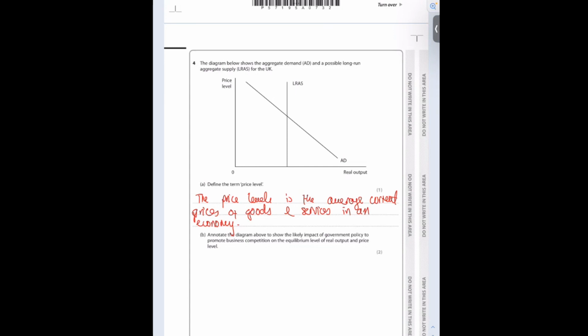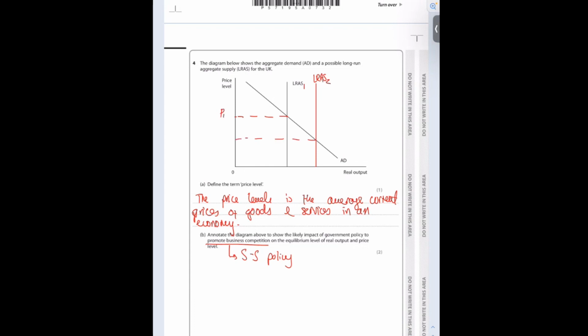I take the diagram above to show the likely impact of government policy to promote business competition. Okay, so that's going to be a supply side policy on the equilibrium level of real output price level. Okay, so it's a supply side policy. Depending on how they do it, it could be an interventionist or a free market supply side policy, or market orientated, depending on how you say free market. But in essence, what we need to do is they've got 2 marks. We need to show the change in equilibrium and the change in LRS. So LRS should shift outwards. So here is LRS. Let's call that 2. That's LRS 1. You can annotate their own LRS curves. Don't worry about it.